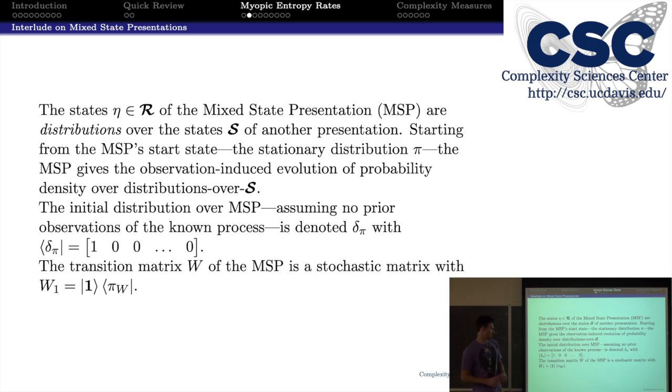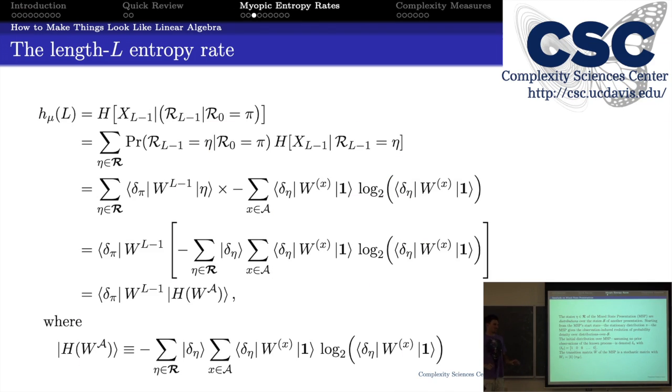And then the transition matrix, which I'll call W for the mixed state presentation. So it's also a presentation of the process. Probability is also conserved for it. So it also obeys all of the properties that we talked about for stochastic transition matrices. It typically has a larger number of states than the original presentation. So we just need to distinguish, like when I use the one here, it's whatever the appropriate length vector is. That's all ones. And pi sub w, to distinguish it from the stationary distribution over the original presentation, it's the stationary distribution over the mixed state presentation, right? Okay, so we're synced up? Perfect.